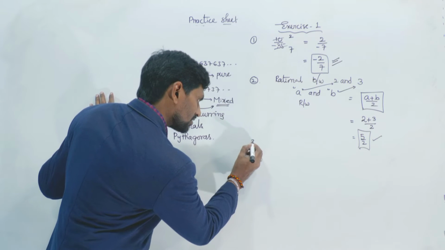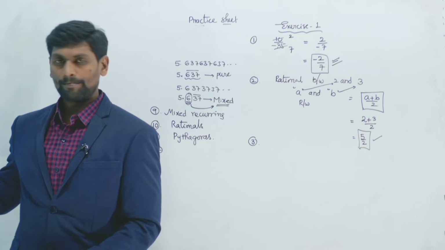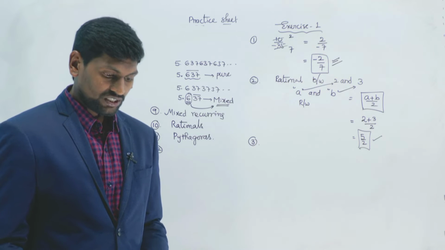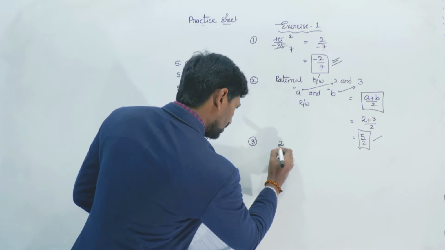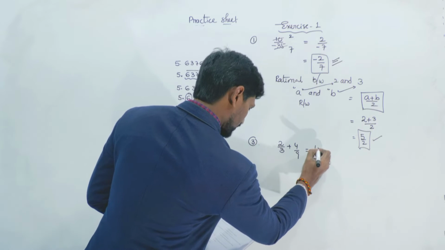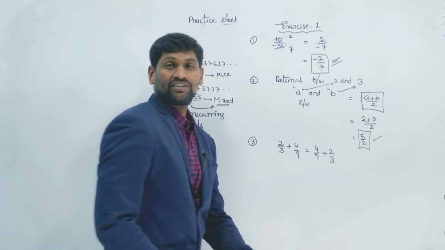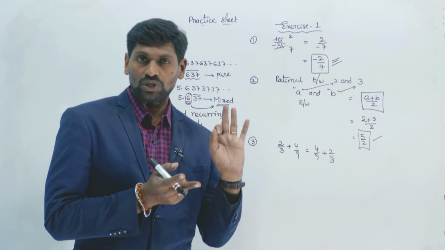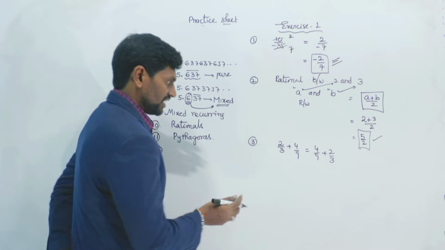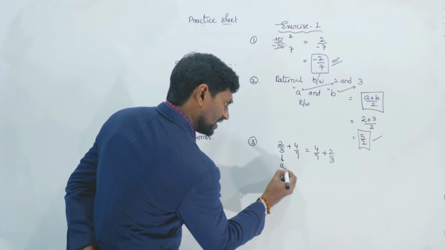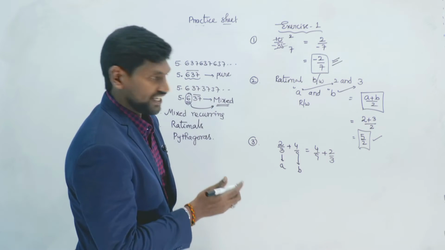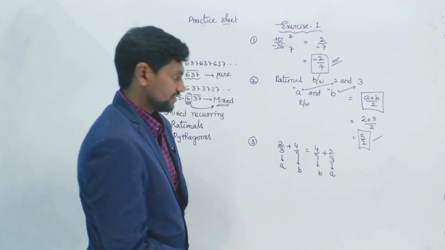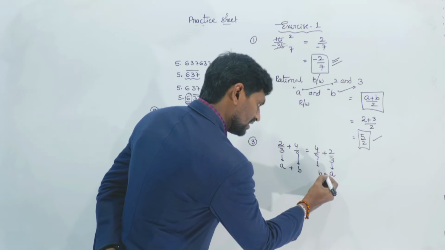Let us go to the next problem. Problem number 3. Name the property of addition used in 2 by 3 plus 4 by 9 equals 4 by 9 plus 2 by 3. We have discussed the properties: closure, commutative, associative and distributive. While you are observing here, let us take the first number as A and the second as B. 2 by 3 is A, and here also 2 by 3 is A. 4 by 9 is B, and this is also B. The middle symbol is plus. A plus B, and this is B plus A.